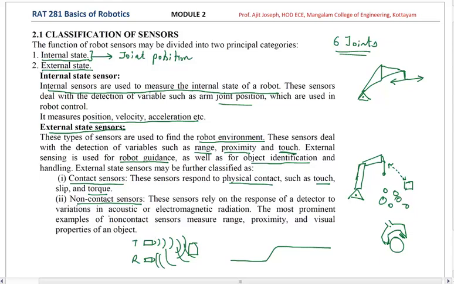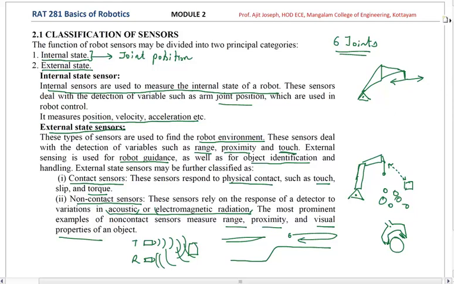They do it with the help of acoustic or electromagnetic radiation. Acoustic radiation is this ultrasound, and electromagnetic radiation might be with the help of a camera, or a laser range detector, a laser range finder. So a laser is used to find out the range. These all come under the non-contact sensors, and some of the very popular ones are for finding out the range, proximity, and the visual properties of an object. All these are carried out with the help of non-contact type sensors.